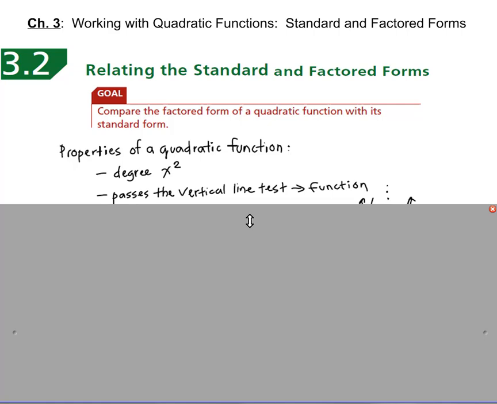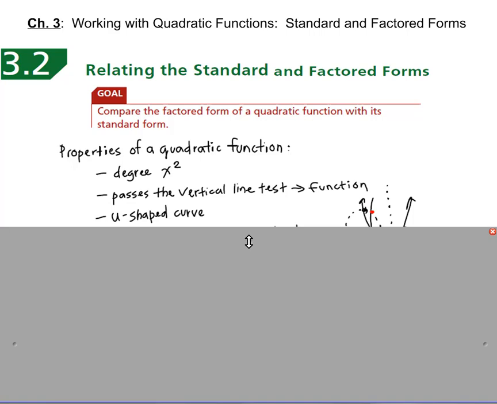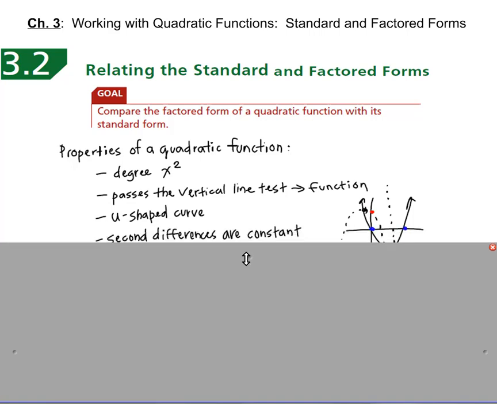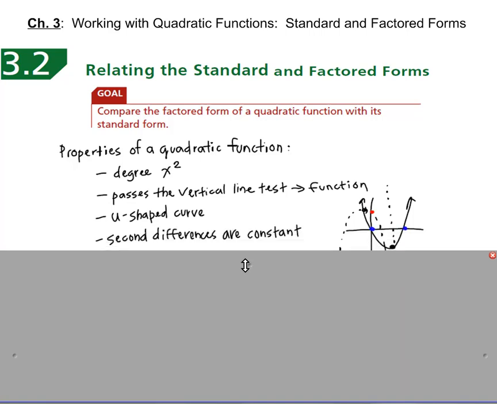Next, we know that quadratics are functions, so they would pass the vertical line test, meaning that we could draw a vertical line through it and it would only hit the quadratic in one spot. We know they're a U-shaped curve when we graph them, like you can see on the right there. We know that their second differences are going to be constant. If something is a quadratic or close to a quadratic, the second differences will be close.